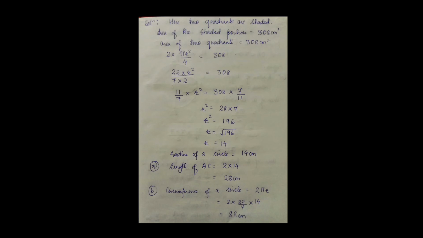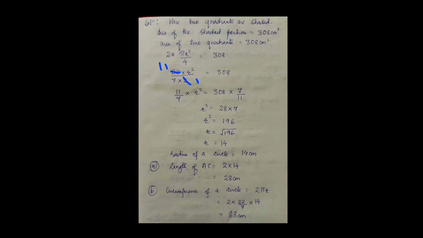So here the 2 quadrants are shaded, right? The area of the shaded portion is 308 centimeter square, it's given. So the area of the shaded portion is the area of 2 quadrants, because 2 quadrants are shaded. So 2 into the area of the quadrant, which is pi r square by 4. So 2 and 4 can be cancelled, 2 2s are 4. Now pi is 22 by 7, r square divided by 2. Then we can cancel, 2 1s are 2, 2 11s are 22. 11 by 7 into r square is equal to 308.